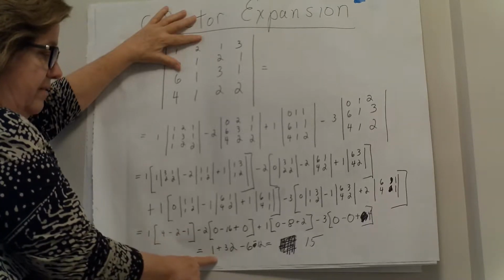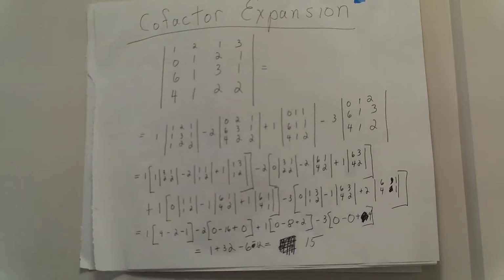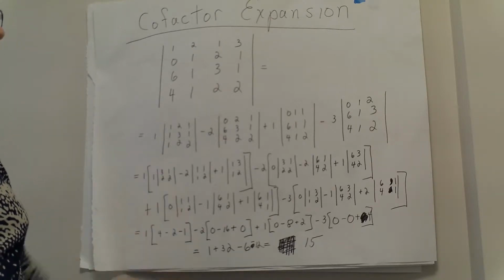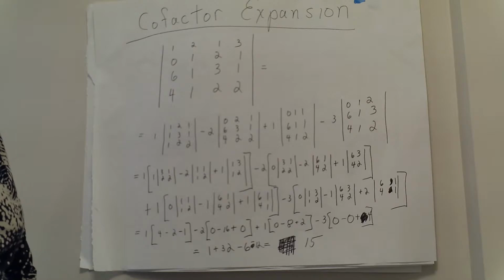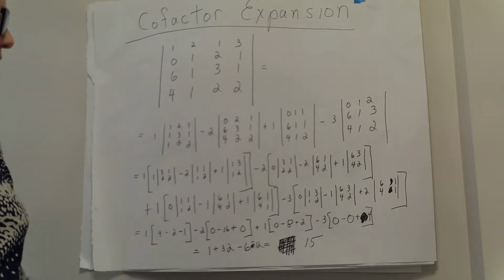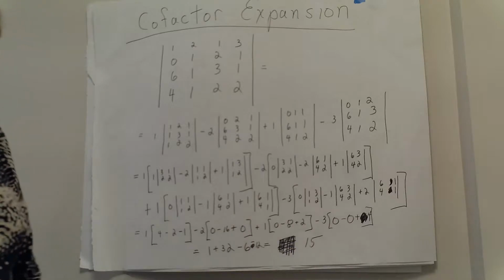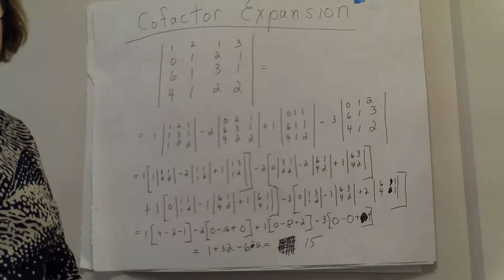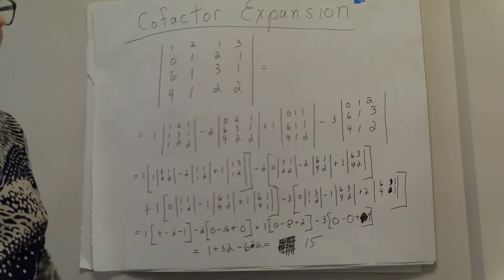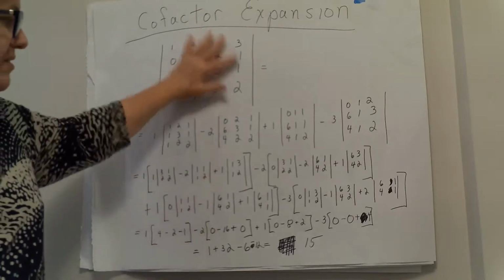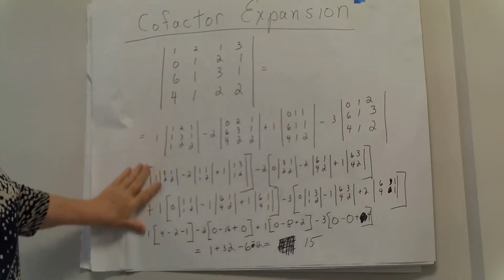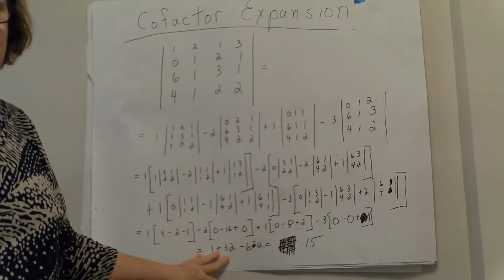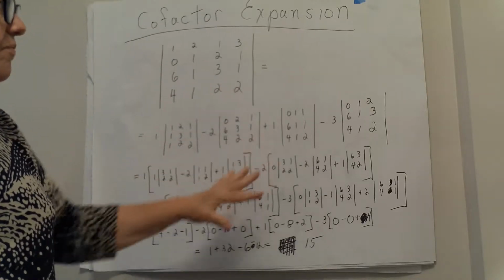times 1 is 1. And you can see it's arithmetic intensive, just like everything in linear algebra, it seems. It's computationally intensive, but we finally get a non-zero determinant. So what does that tell us? We know that this has an inverse, but we're getting there. Wait a minute. So this is traditionally the way that determinants of n by n matrices are defined, with this cofactor expansion.